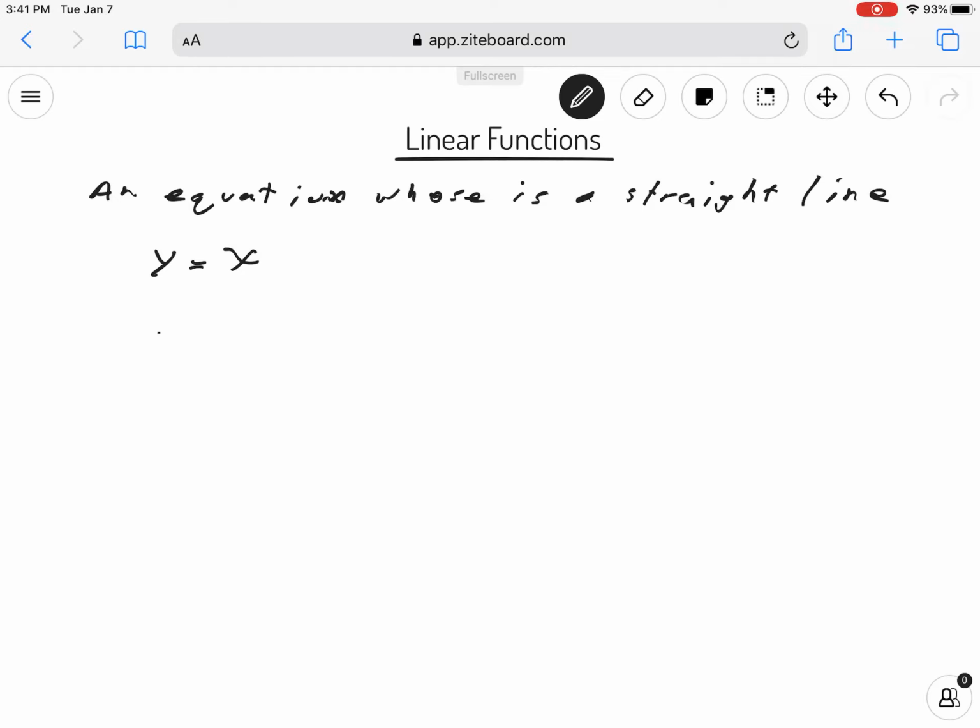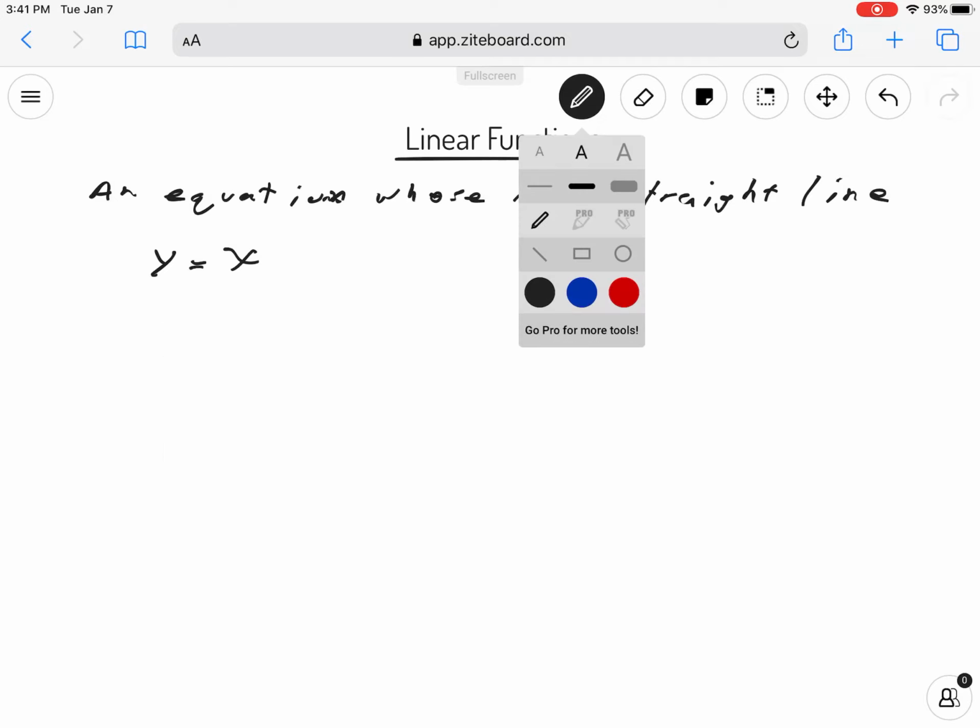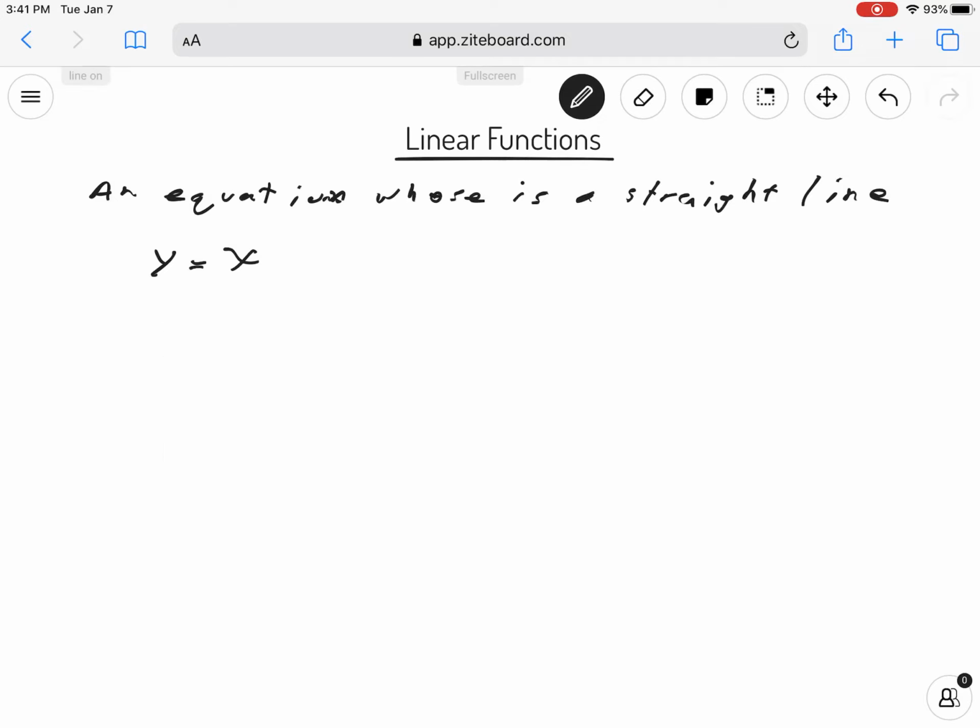So if I were to graph that, let me just go ahead and use straighter lines here. I'm going to graph that. It's going to look like that. Okay. Everything else for a linear equation is a function or just a variation of that basic equation.